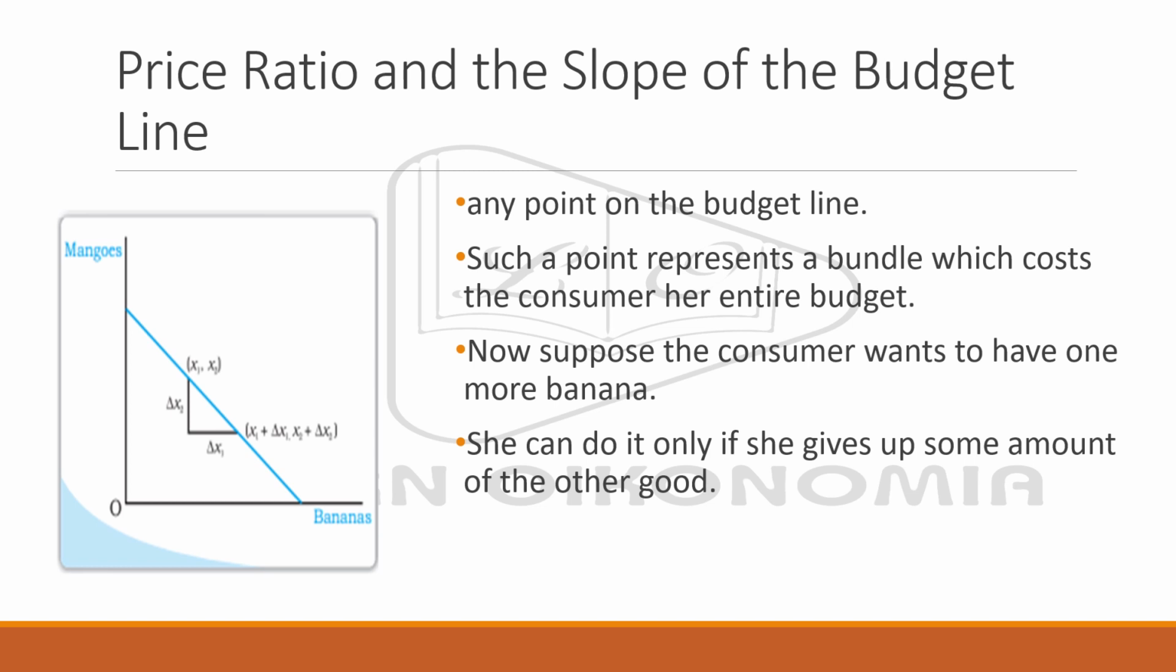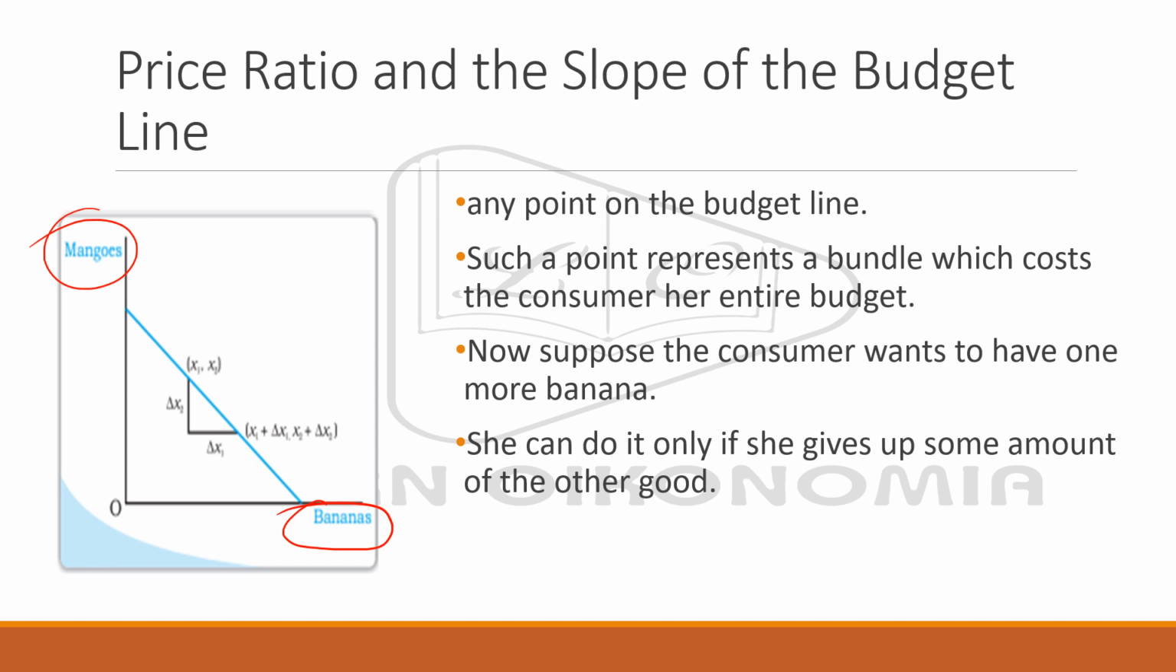If you measure the two commodities on x and y axis respectively, for example, you are considering banana on x-axis and mangoes on y-axis. Any point on the budget line shows a bundle of mango and banana which would cost the consumer his or her entire budget.